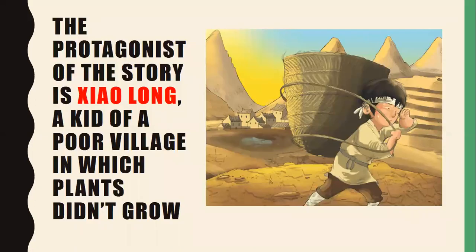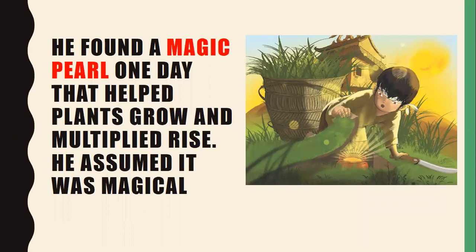And if you remember, the protagonist of the story is Xiaolong, a kid from a poor village in which plants didn't grow. According to the story, there were many days in which the plants didn't grow in the village, right? So he had to walk really far away in order to get some plants, some water, some rice to keep his family going. So what happened with Xiaolong is that one day while he was traveling, he found a house that had a lot of green grass, and the grass was always growing over there, and it was always beautiful. So one day he decided to take some of that grass from that house and take it home.